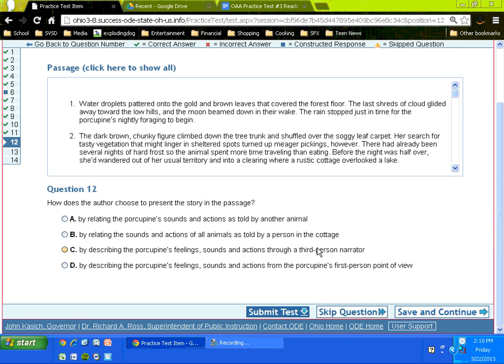All right, back to it. By describing the porcupine's feelings, sounds, and actions from the porcupine's first-person point of view. What's this question asking me about? What literature concept? Mark? What point of view? Point of view or perspective. Very good. So which one can we get rid of immediately?